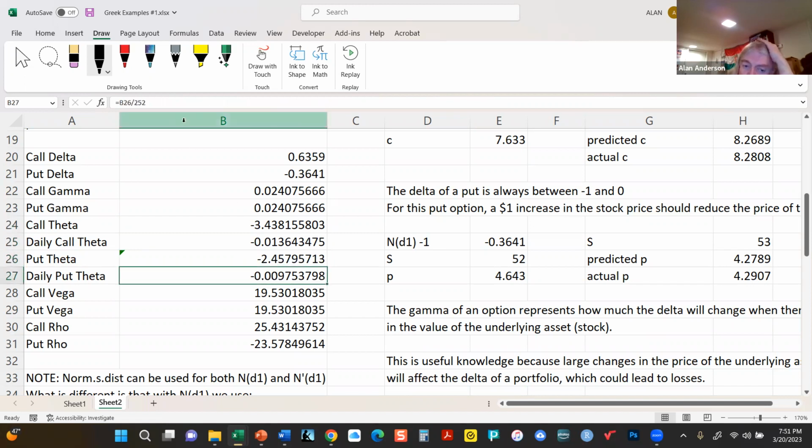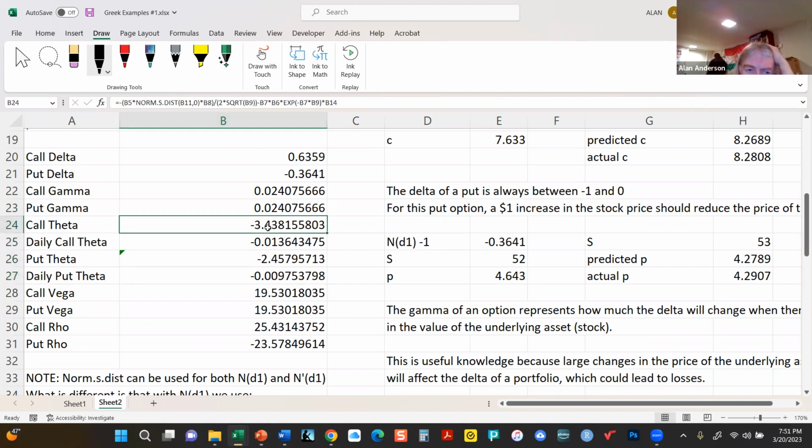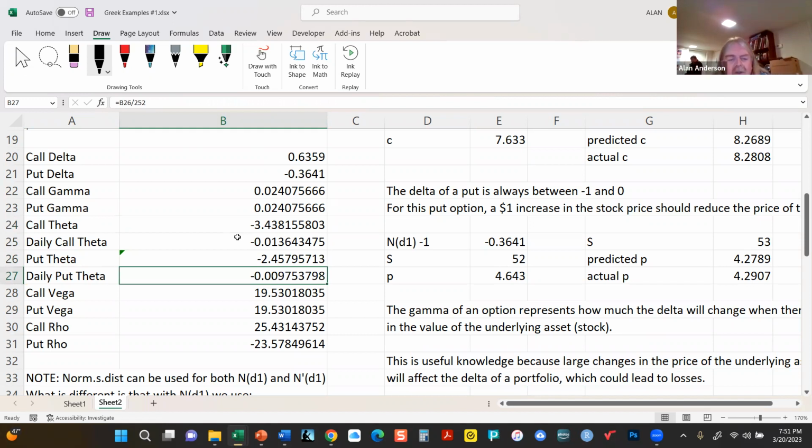Just divide by not 365, because the options don't trade on the weekends, but 252, because that's the approximate number of business days in a given year. And so you end up with a daily value instead of an annual value. It depends on the trader, I guess, which one makes the most sense, but it's a common practice to express these on a daily basis.